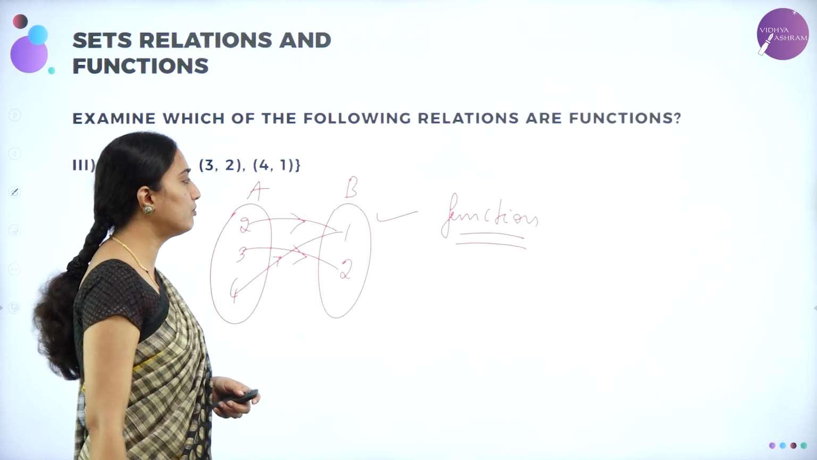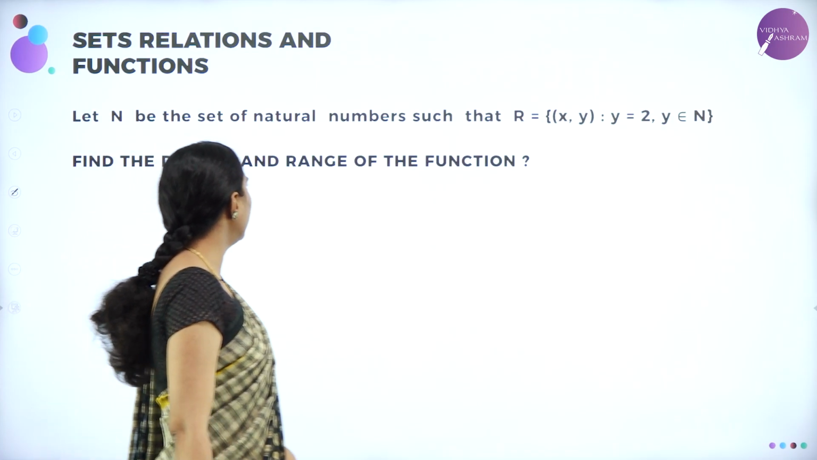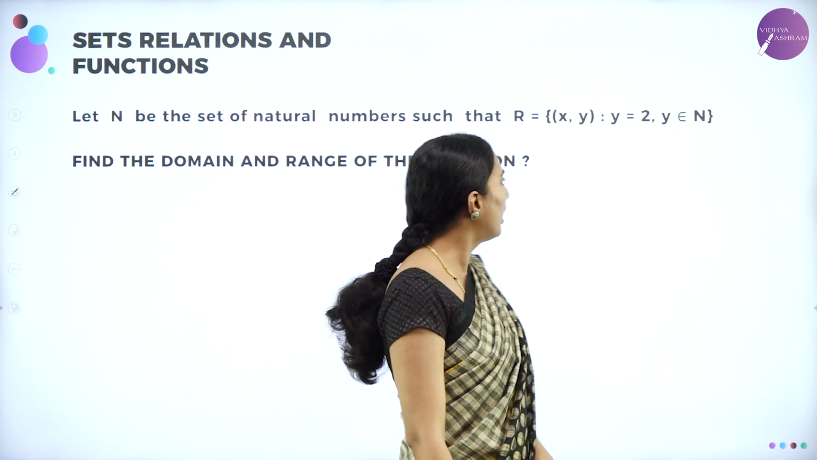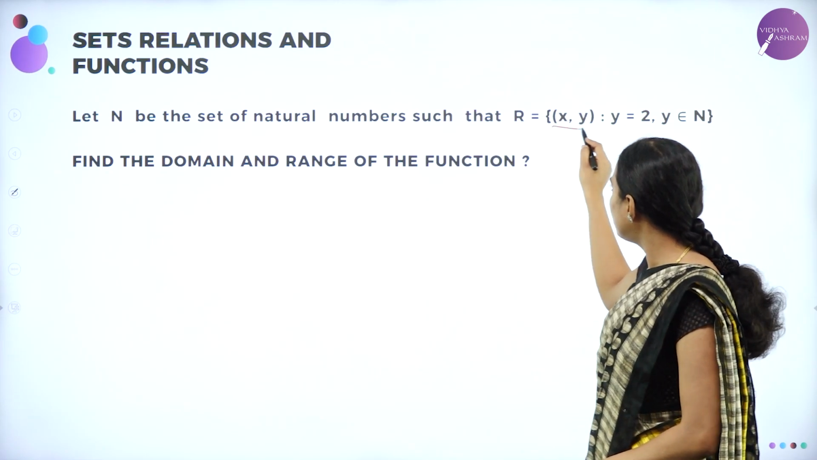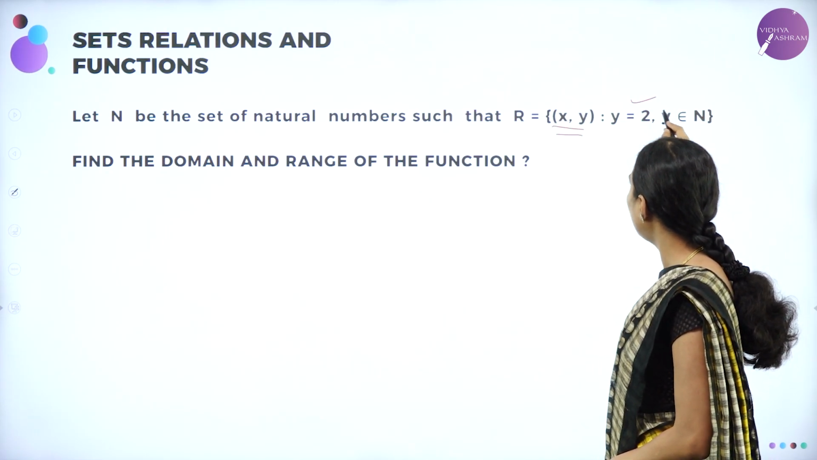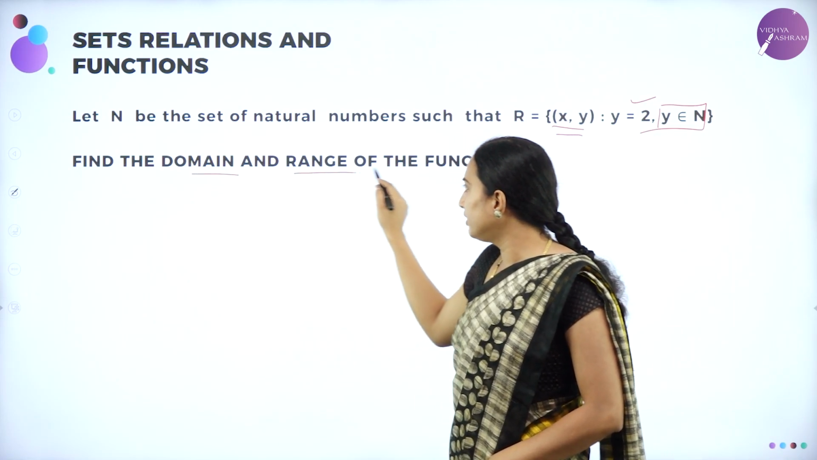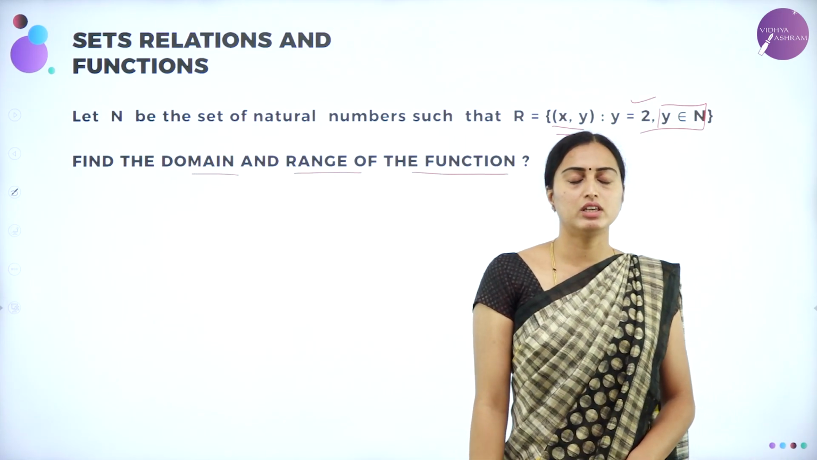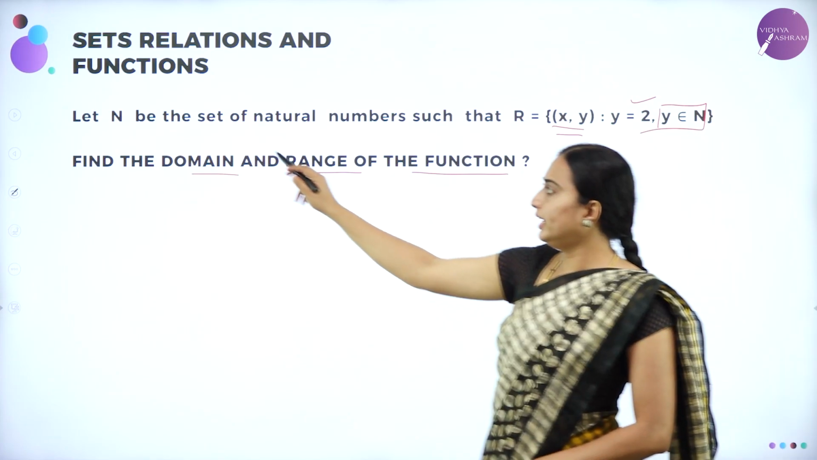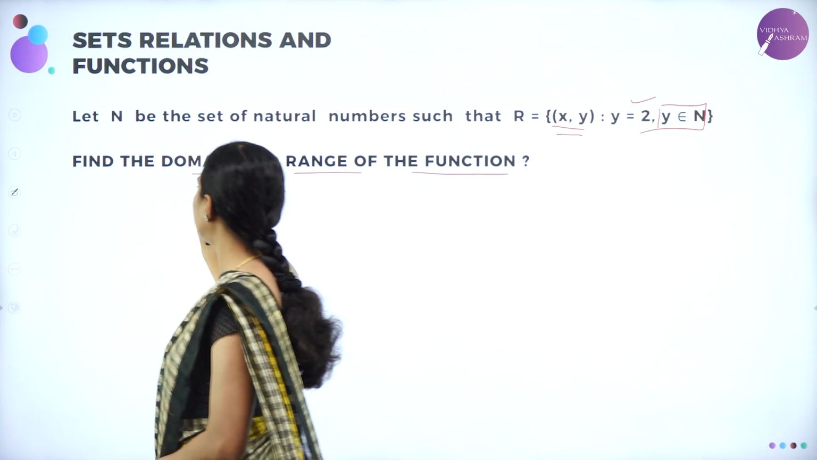Okay. Next we'll move on to the question. Let N be the set of all natural numbers. R is equal to {(x, y): y = 2, where y belongs to the natural numbers}. Find the domain and the range of the function. Here they have given: let N be the set of all natural numbers.